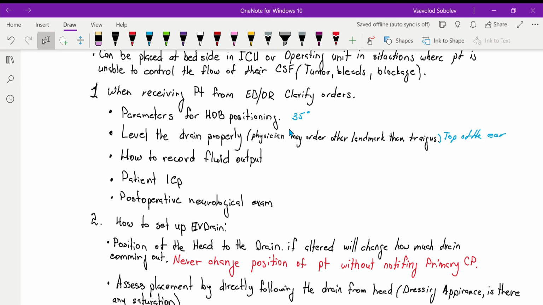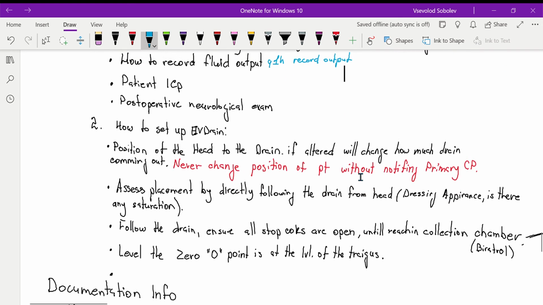How to record fluid output: I think every 1 hour, Q1 hour, record output. Patient ICP, post-operative neurological exam. What criteria to follow.